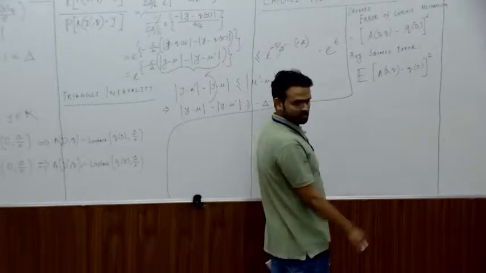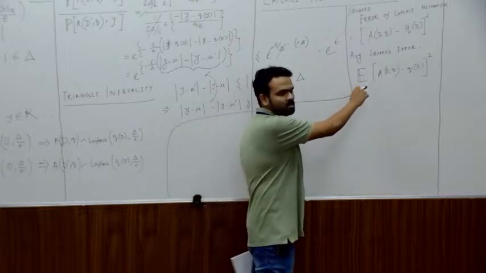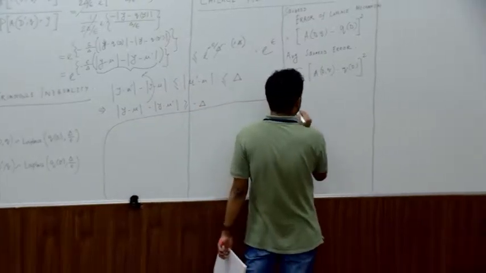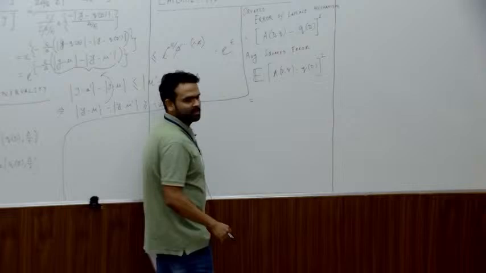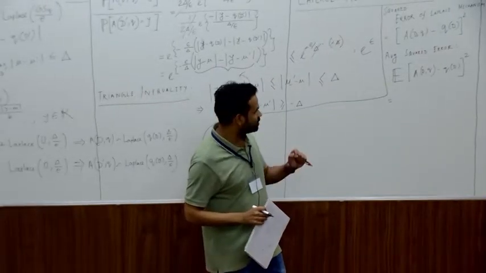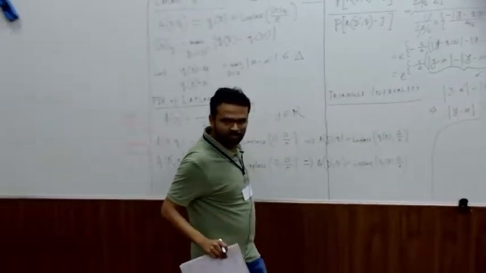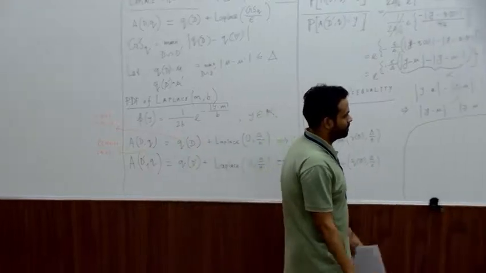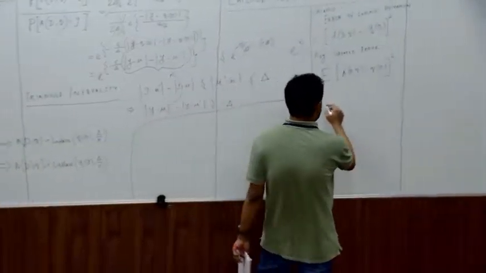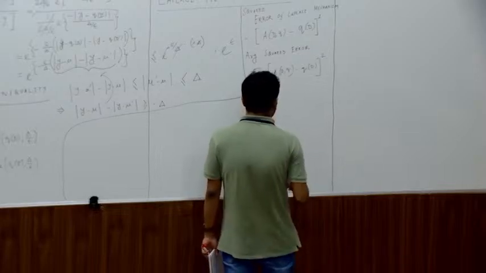So you need to compute this. And the expectation is over the randomness of the algorithm A. How do we do this? Expectation of the square of a random variable which is Laplace distributed. We will use the PDF to compute this. Okay?